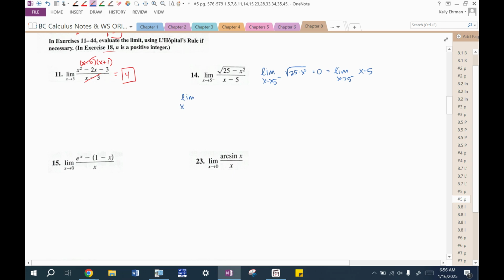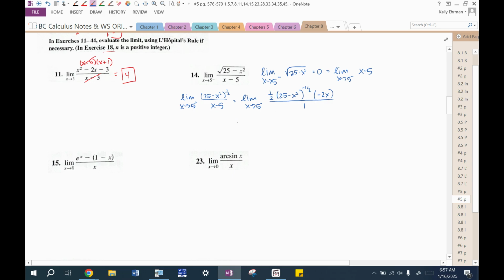So take your original limit. I want to rewrite it as 25 minus x squared to the 1/2 just to help me with my derivatives. That equals the limit as x approaches 5 on the left of 1/2 times 25 minus x squared to the negative 1/2 times the derivative of 25 minus x squared, which is minus 2x, all over 1. Derivative of x minus 5 is 1.